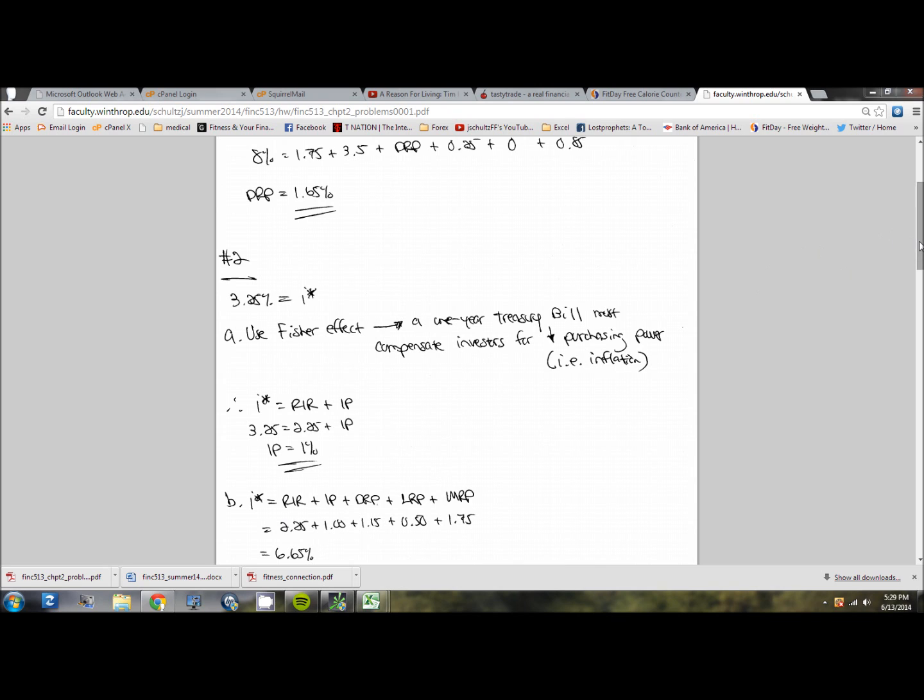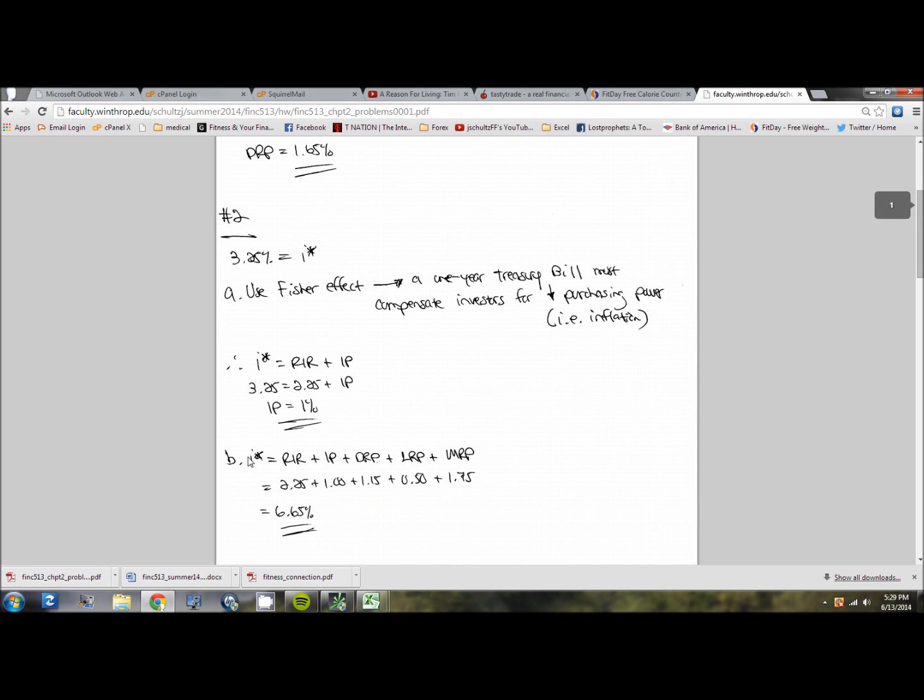It's simply going to be that equilibrium rate, that I star equation that you see in the text, and that I also think you're going to use for number 1, where you're simply adding together the real interest rate, the inflation premium, the default risk premium, the liquidity risk premium, and the maturity risk premium, right? So that's really simple to do. So that gives you your 6.65%. That's not too challenging. I would not expect anyone to have any trouble with that problem.